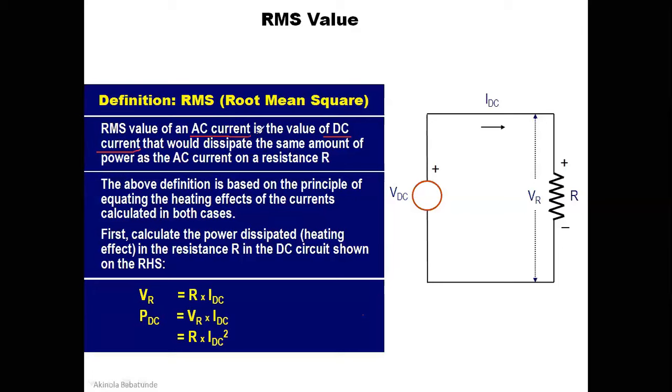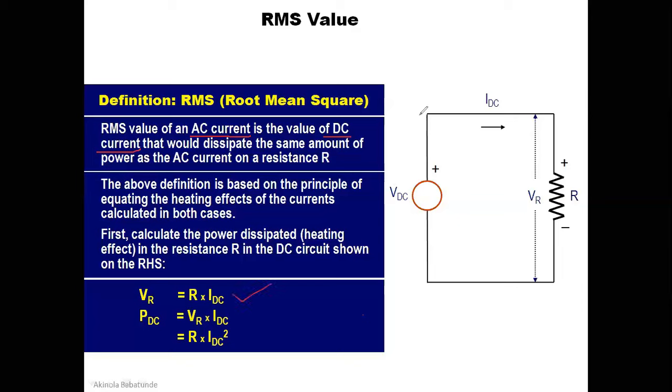Okay, so the above definition is based on the principle of equating the heating effect of current calculated on both sides. First, you calculate the power dissipated in the resistance in the DC circuit, as shown on the right-hand side here. If you want to find this VR, it will be equal to the current passing through this R multiplied by R. The current is IDC, because this voltage is a DC source. So IDC multiplied by R gives us our VR.